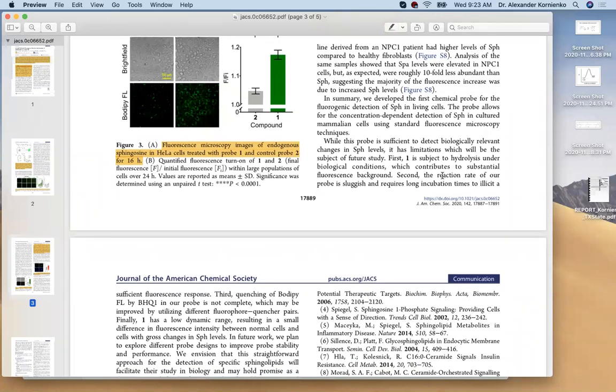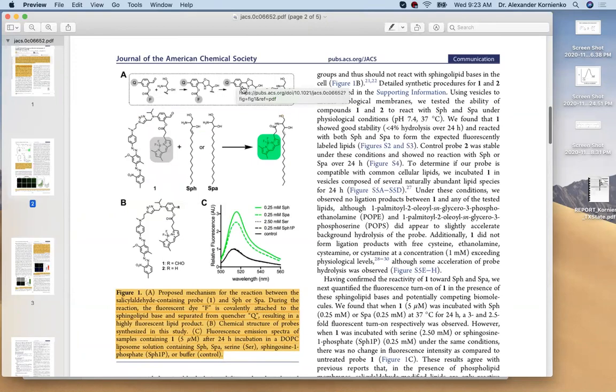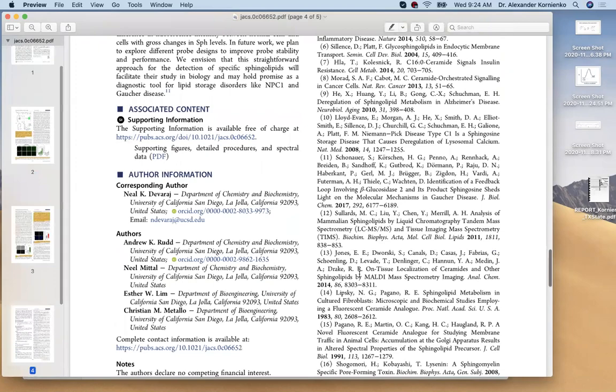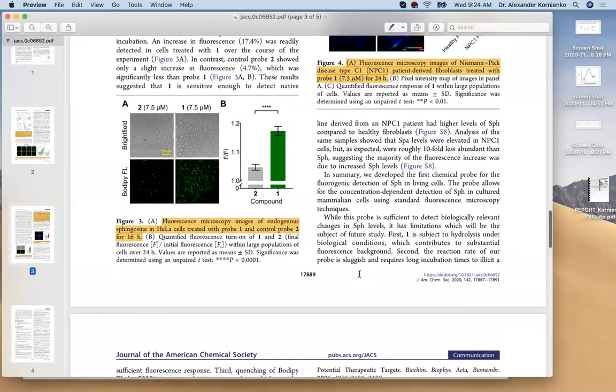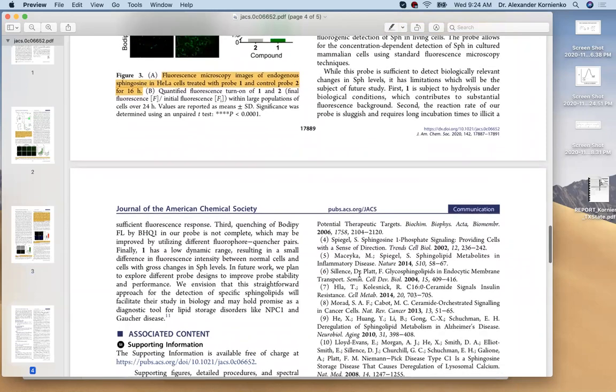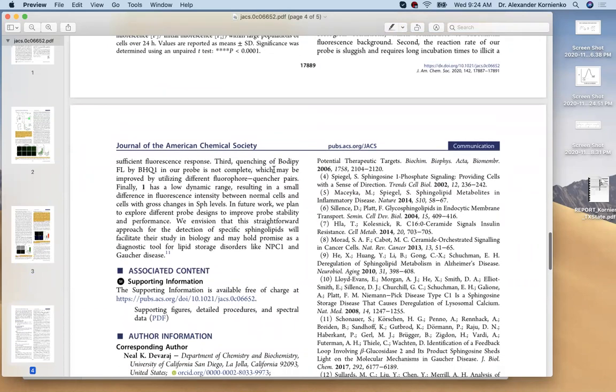All right, and second, the reaction rate of our probe is sluggish and requires long incubation times to elicit a sufficient fluorescent response. In other words, this reaction is slow. First you form this hybrid type structure, then attack on the ester to transfer the ester to make the amide, occurring slowly, right? So obviously in a clinic, you don't want to be waiting for days to tell the patient that his levels of sphingosine are high, when the patient is presented with life-threatening symptoms.